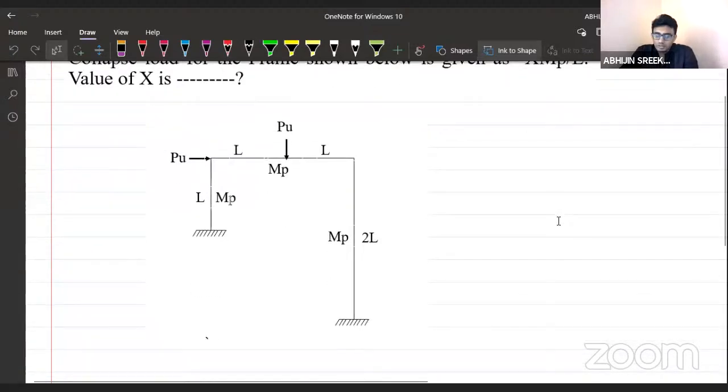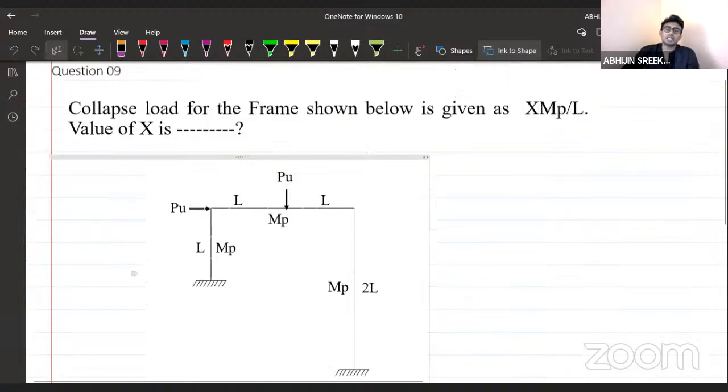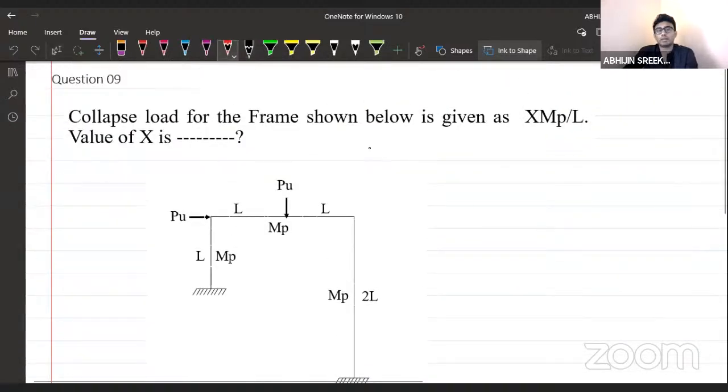We are given a frame here, and he is asking us to calculate the collapse load, WC, for the frame shown below. It is given as X times MP divided by L. X is a constant, and he is asking us to find that value of X.